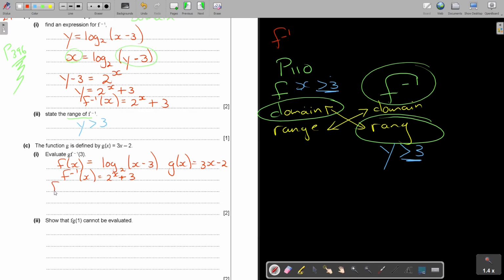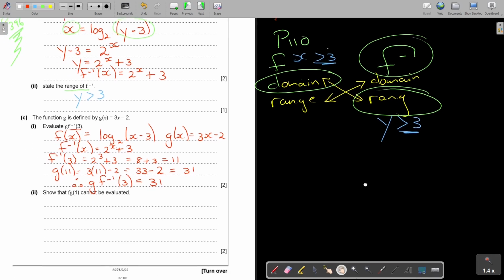So in the inverse, I start with the back part. In the inverse, you substitute 3. So it's going to be 2 to the power of 3 plus 3, and that's going to be 8 plus 3, and that's going to be 11. And now it's like g(11). So it's going to be 3 times 11 minus 2, which is 33 minus 2, which is 31. So I can end up by saying g(f inverse(3)) is going to be equal to 31. That is my answer.